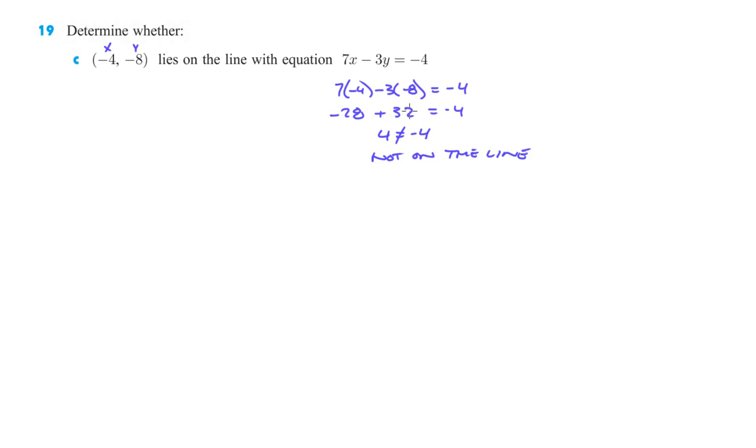Of course, now looking back at this, -3 times -8 would be positive 24, not 32. So that's plus 24. -28 plus 24 is -4, so -4 does in fact equal -4, so it is on the line. So my apologies for my math error.